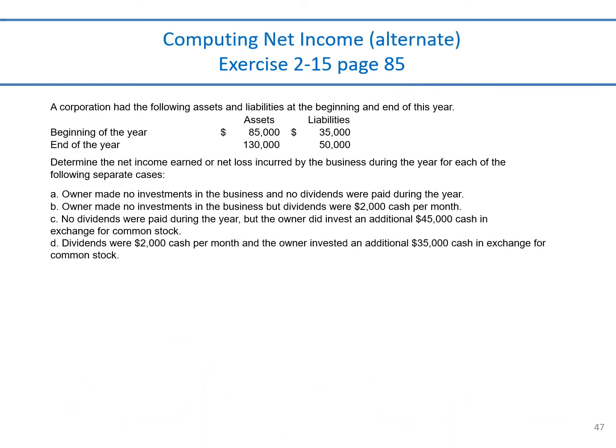Okay, so here's the exact same problem, just some different numbers. It's very similar to the one we just went through. So why don't you take a minute, pause the recording, walk through A through D, see if you can come up with the net income earned or the net loss incurred by the business for each of the following cases. And then when you think you're finished or you are stuck, you can resume the recording and we can walk through it.